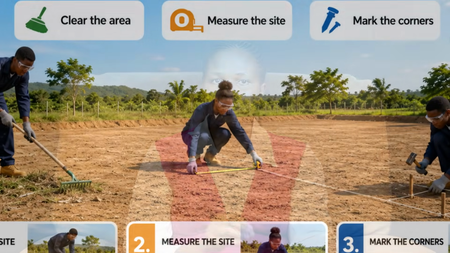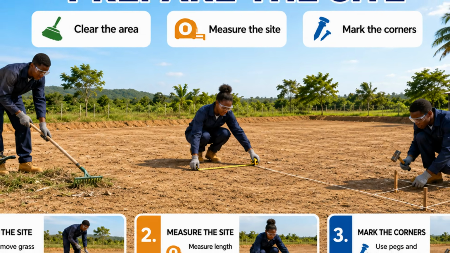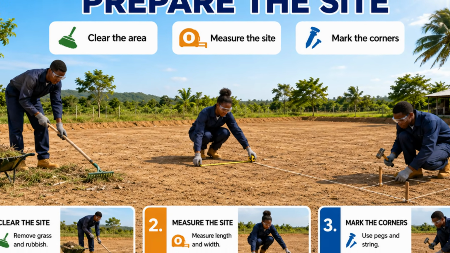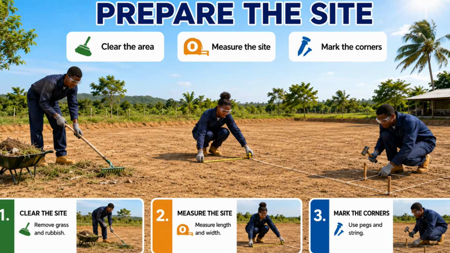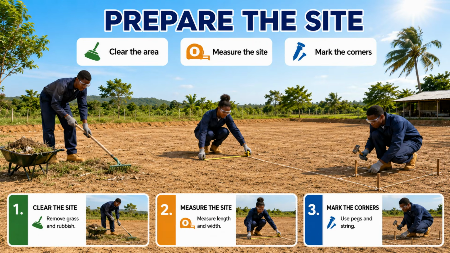Then step number 4, clear and measure the site. So remove grass, stones, rubbish and unwanted plants. And then use a tape measure to mark the length and the width of the structure. Use pegs and strings to show the corners, and check that the corners are properly braced.